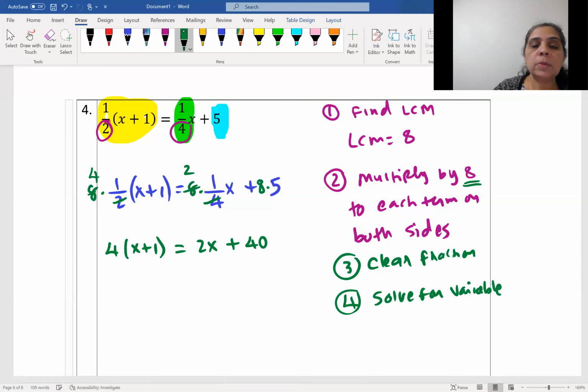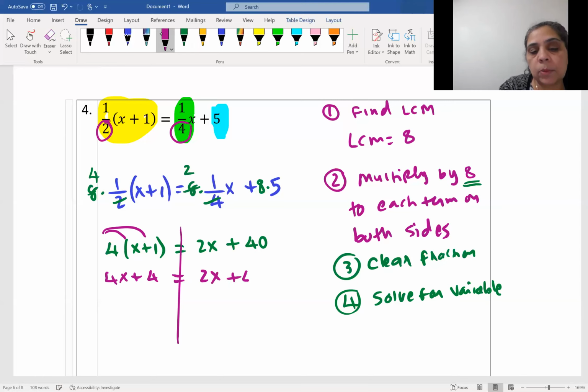Now we will use multi-step. We have multi-step equation, right? So we will make two parts, and on left hand side, we have parentheses. We have to simplify. That means we will use distributive property. 4x plus 4 equal 2x plus 40. Now we have variable on both sides. So which one we will remove?